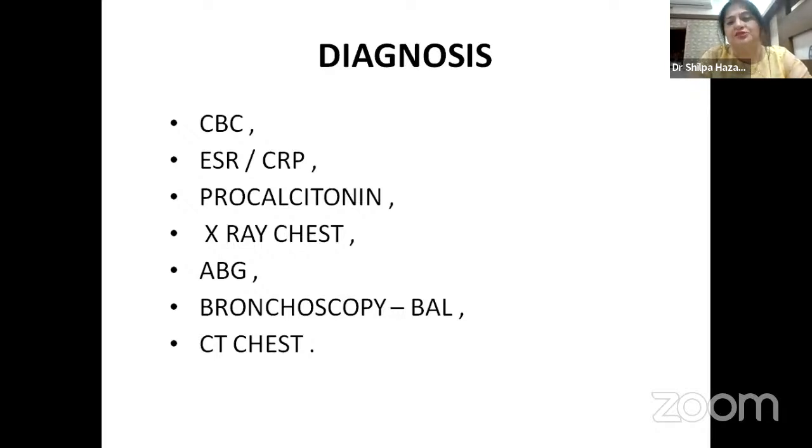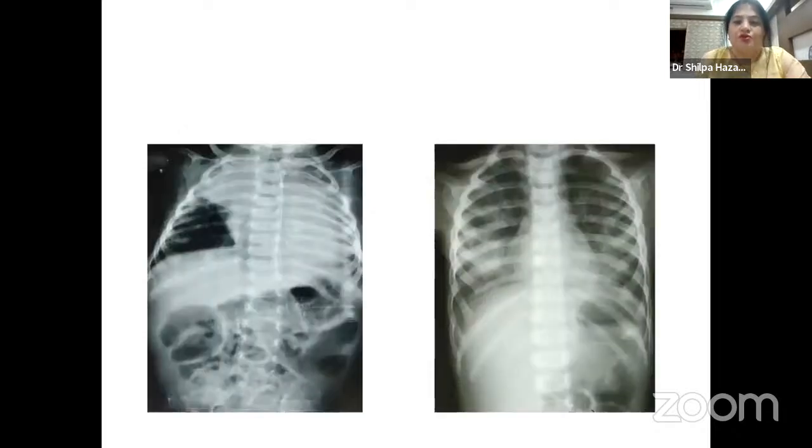Again, CT scan chest would be required in those chronic aspiration cases or recurrent aspiration cases. So this is an X-ray which is seen. This is classically a dense haziness in the right upper lobe, which is the most common, like a hallmark. If we see this kind of X-ray, we know that it's aspiration.